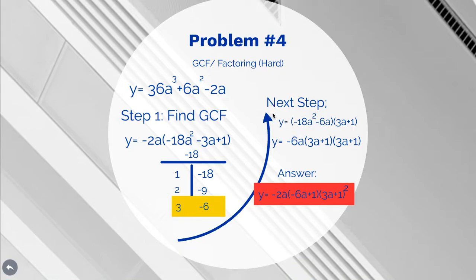Your next step is to plug that into the equation, so now it is y equals negative 18a squared minus 6a plus 3a plus 1. Now you're going to take out your like terms. So now it is y equals negative 6a(3a plus 1)(3a plus 1). Your final answer is going to be y equals negative 2a(negative 6a plus 1)... (3a plus 1) squared.